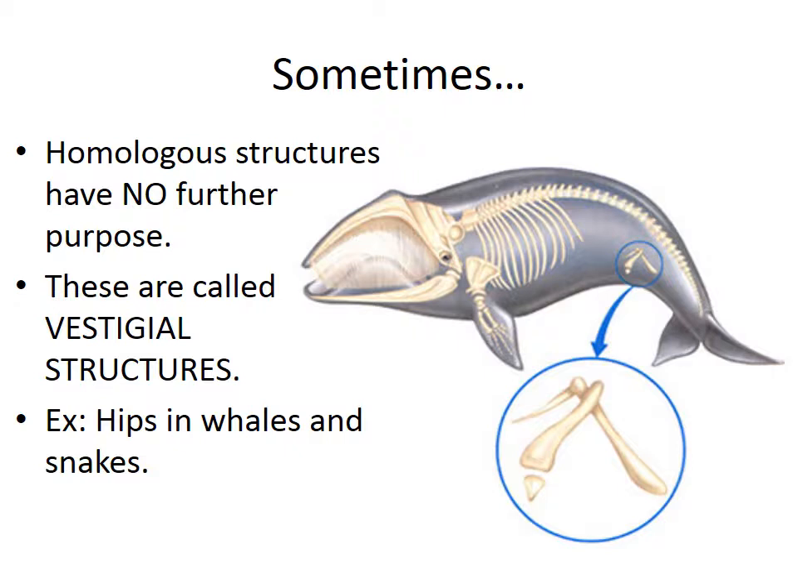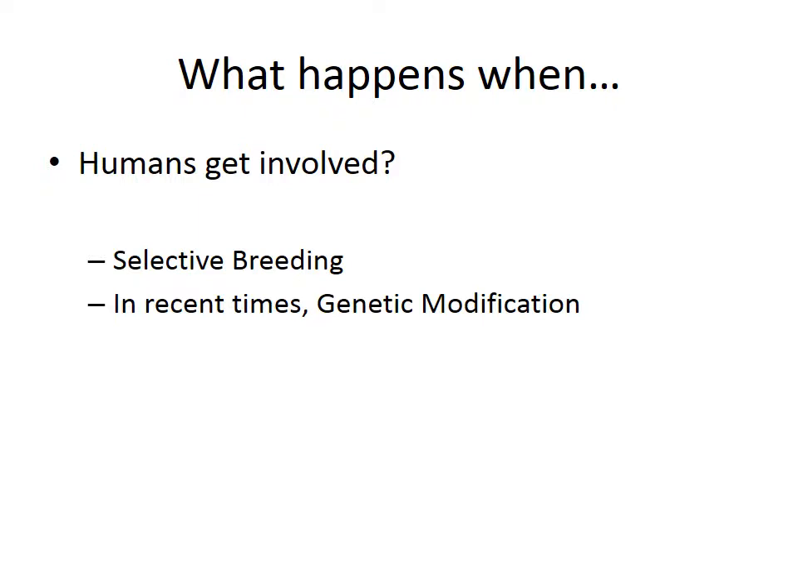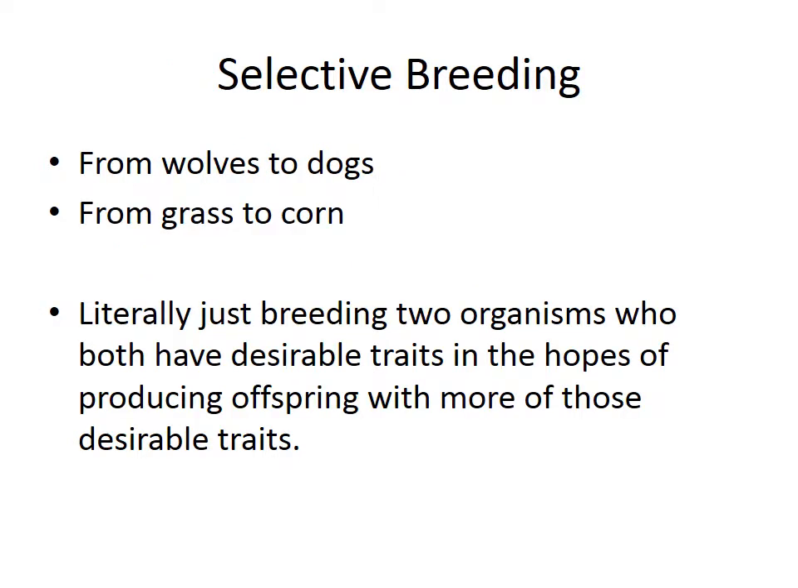Okay. Now we're going to just quickly look at what happens when humans get involved. We're going to look at selective breeding and genetic modification. Selective breeding is how we took wolves into being dogs. It's how we took grass into being corn and wheat and cotton and basically everything else. We basically took weeds, naturally growing grasses, and turned them into plants for our own use.